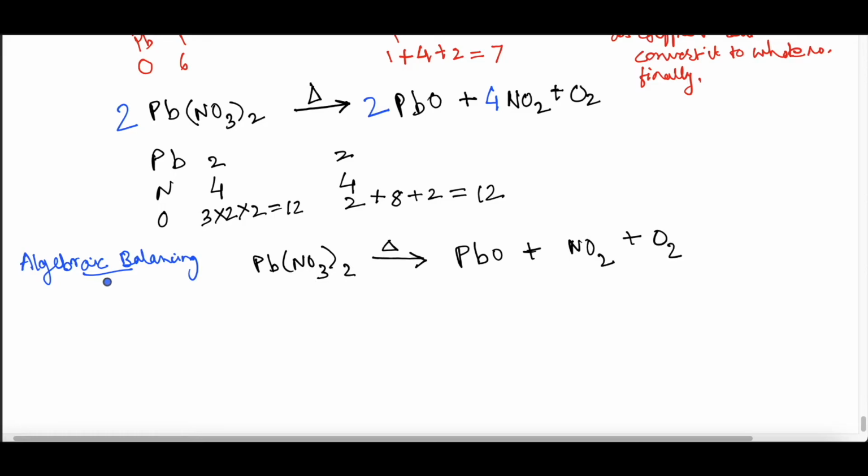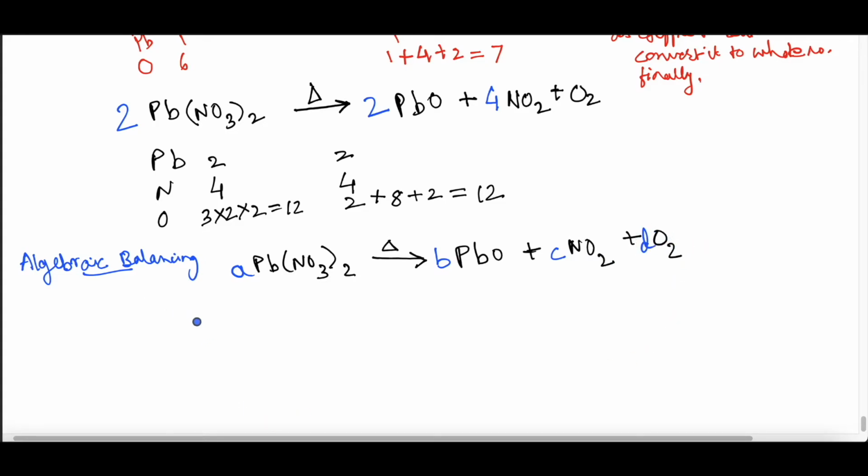So for this algebraic balancing method, we write down the alphabets sequentially for each of the compounds and elements. So it is A Pb(NO3)2 upon heating gives B PbO plus C NO2 plus D O2.